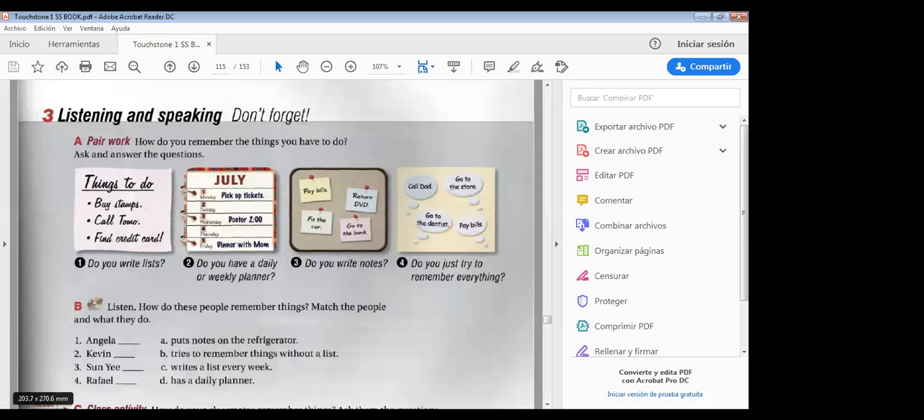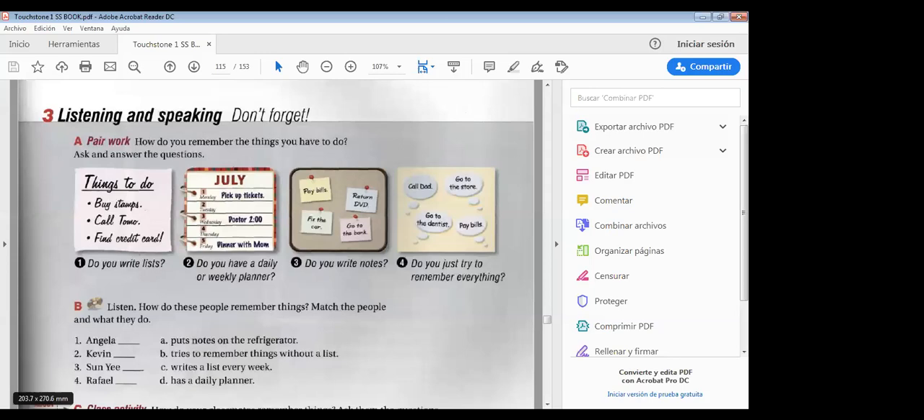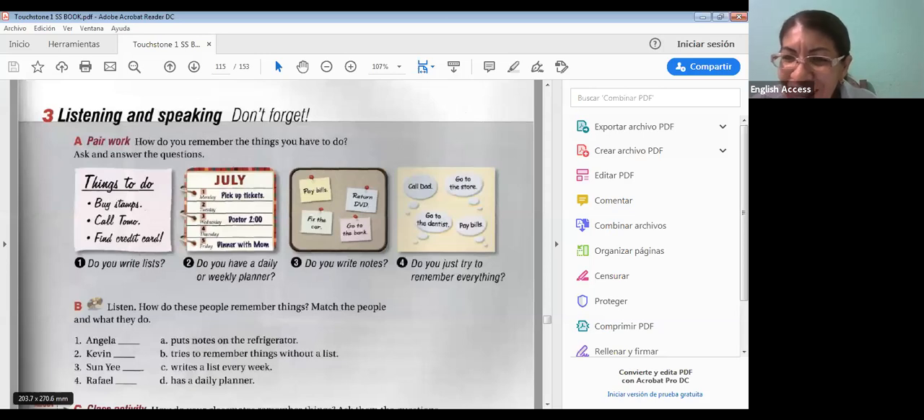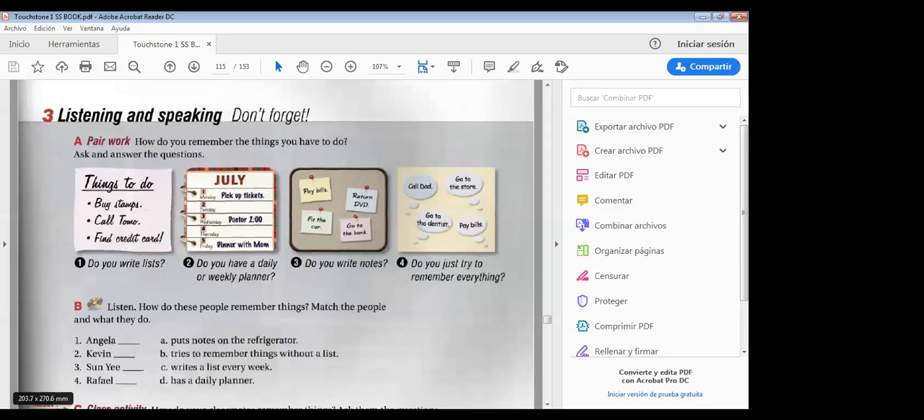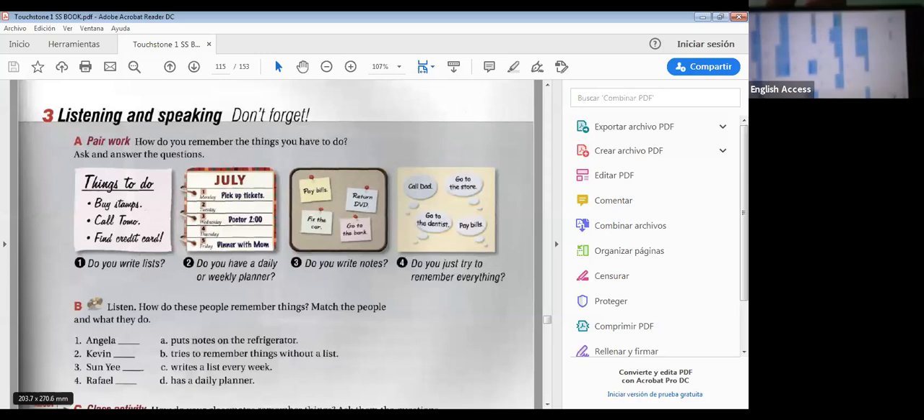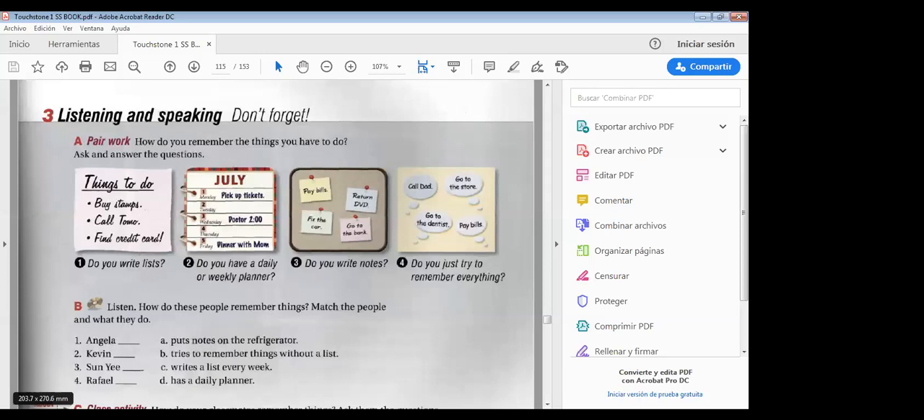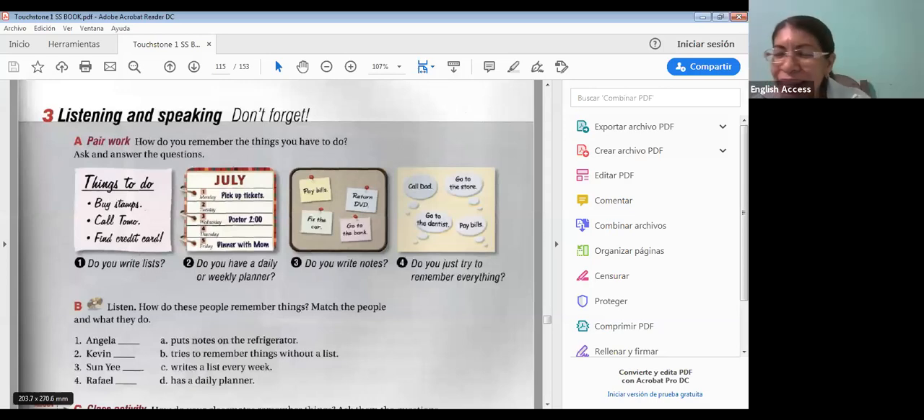No. So you don't like to plan your activities ahead of time? Only sometimes. Well, in my case, as you can see, I have a lot of activities to do. That's why I need to keep a daily and a weekly planner.